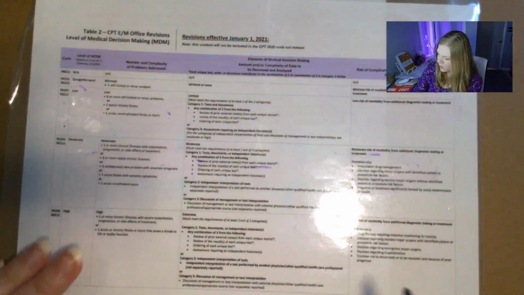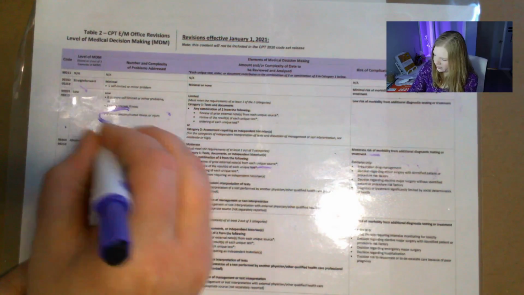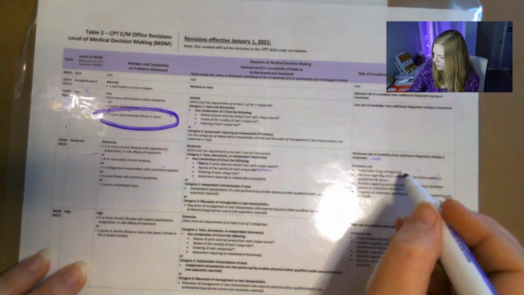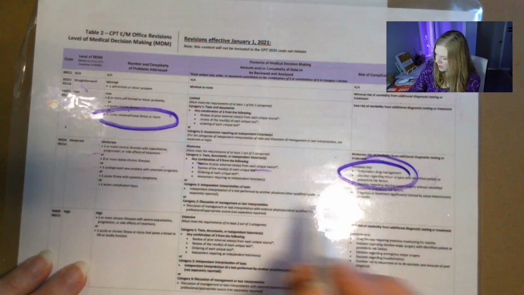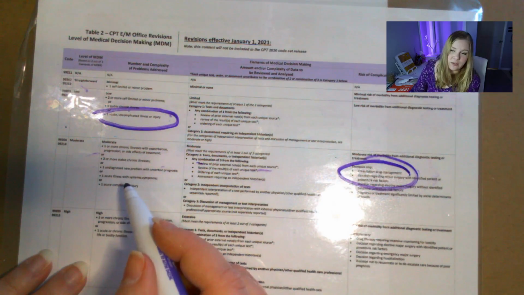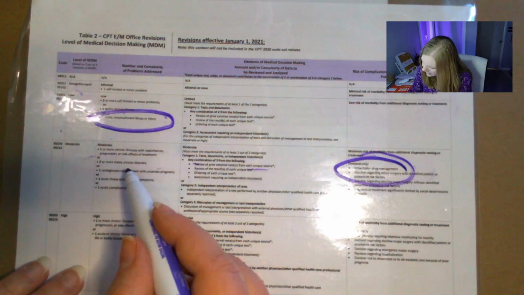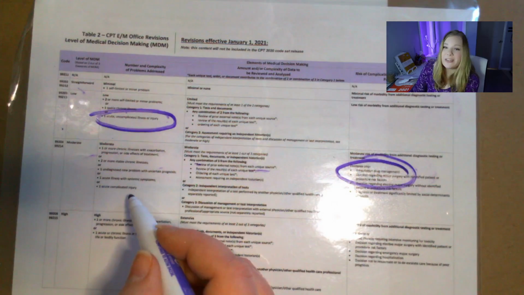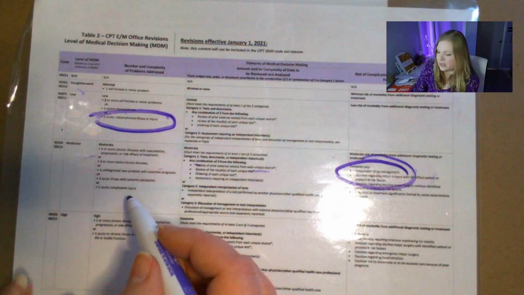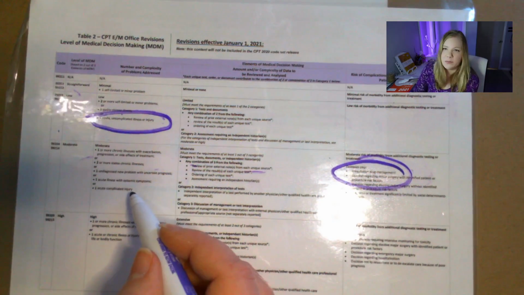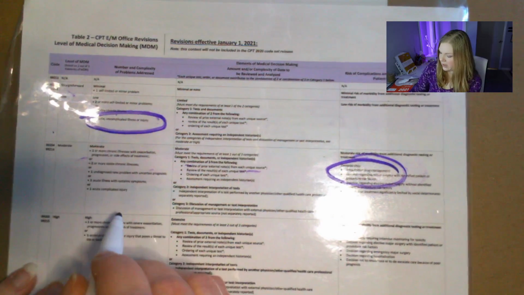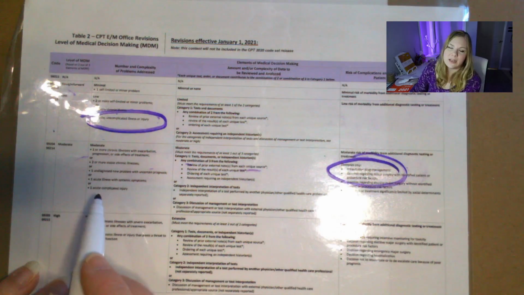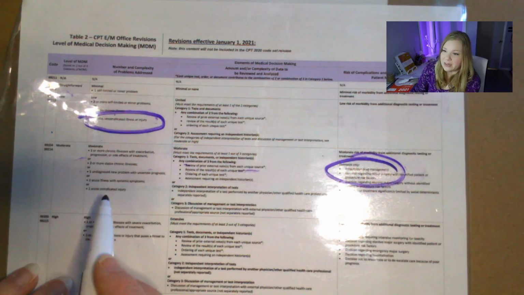So we've got our wasp sting, which is an acute uncomplicated illness or injury. We've got prescription drug management. We don't have 2 or more chronic illnesses that we're treating. We don't have 1 chronic illness with an exacerbation. We don't have any systemic symptoms, so it hasn't spread to any other systems. So there's nothing going on with his lungs or kidneys or anything like that. It didn't spread anywhere else. It's not really a complicated injury.